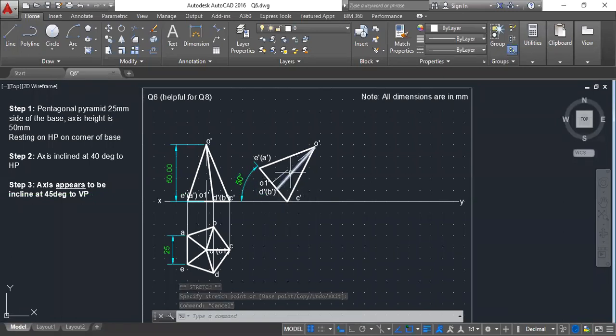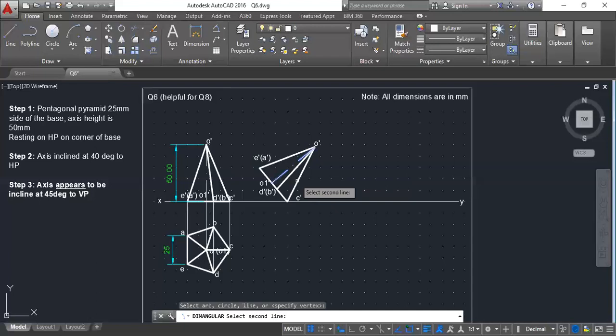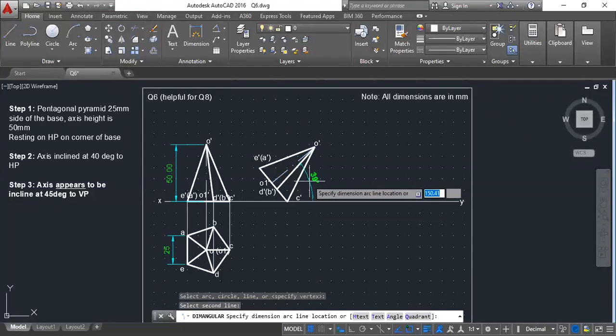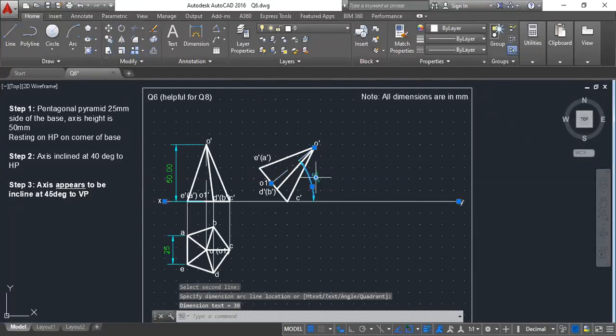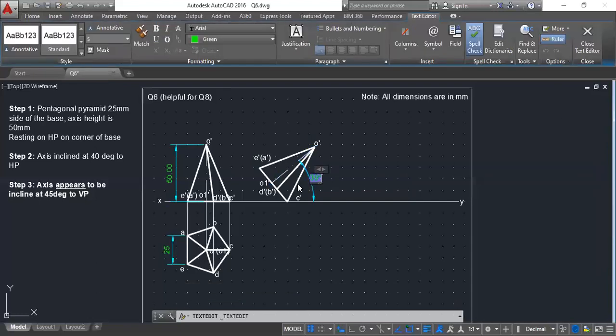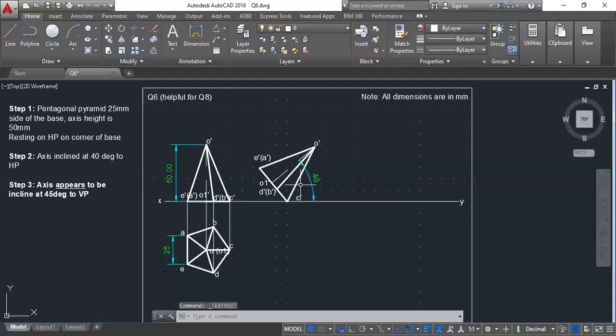What is the dimension that we are supposed to give here? You are not supposed to give 50 degrees, but we are supposed to mention this particular dimension that I have shown initially for construction purpose only. So this has to be 40 degrees. This is the dimension that we are going to show here.